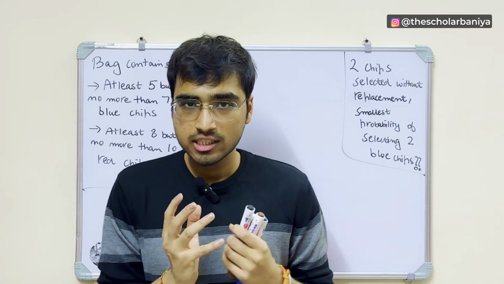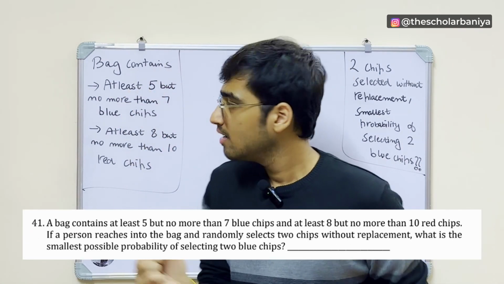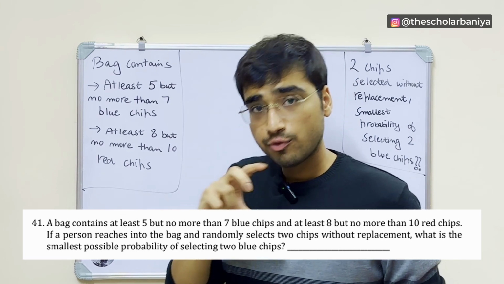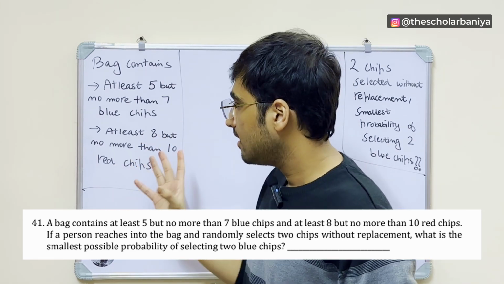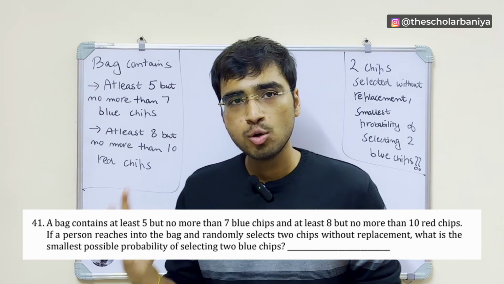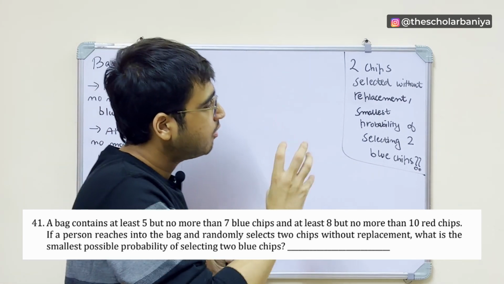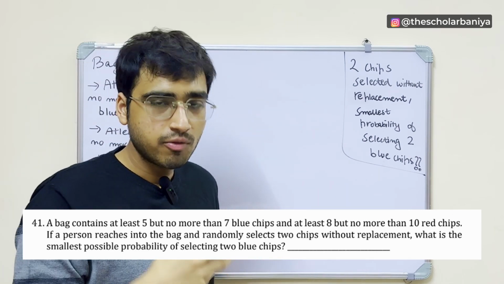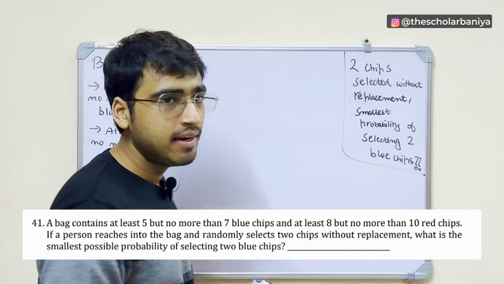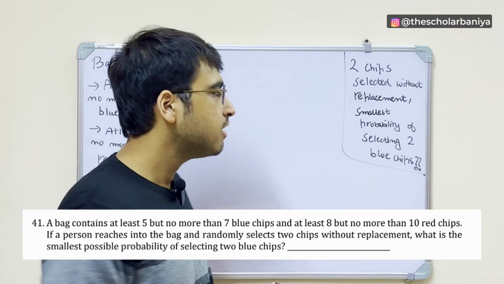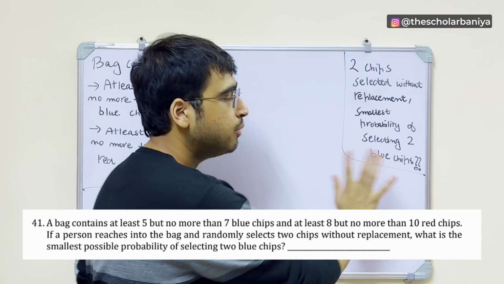So let's move on to the next question, guys. In this question, we are given that there is a bag which contains at least 5 but no more than 7 blue chips and at least 8 but no more than 10 red chips, right? Now we select 2 chips from the bag without replacement, and we have to find the smallest probability that both the chips that we select will be blue.